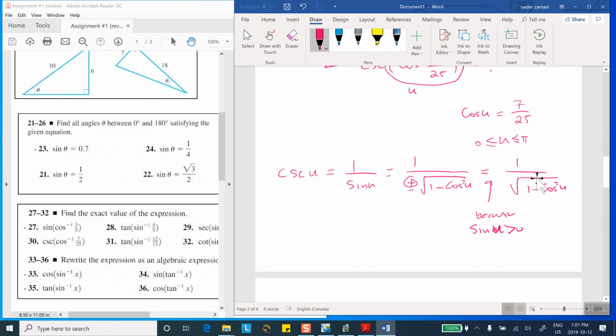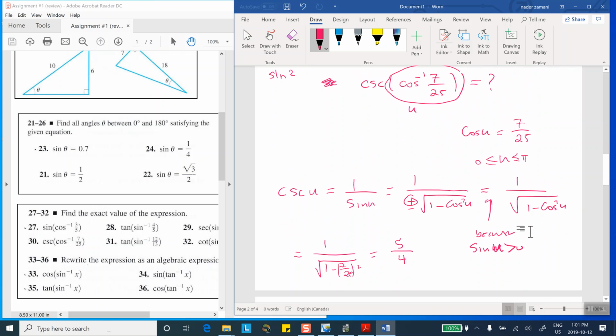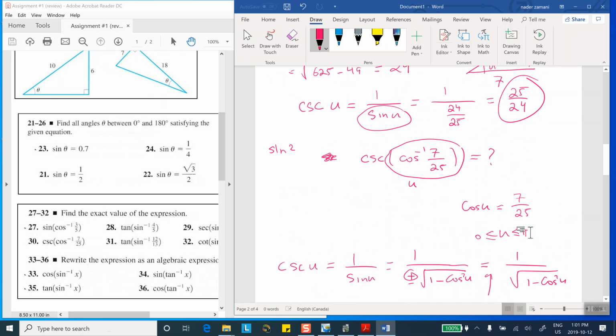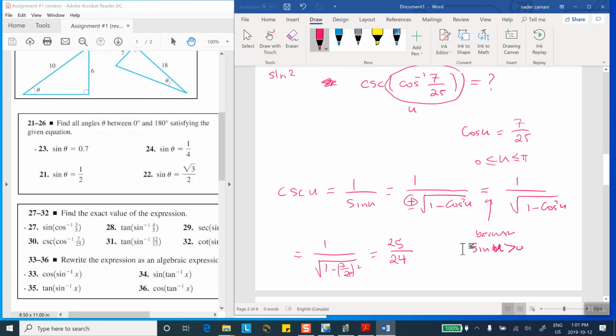All right, just plug it in, and you're going to get 1 over square root of 1 minus 7 over 25 quantity squared, and this is going to be 25 over 24. I think it was 25 over 24, not 5 over 24. That's exactly what we got up here.